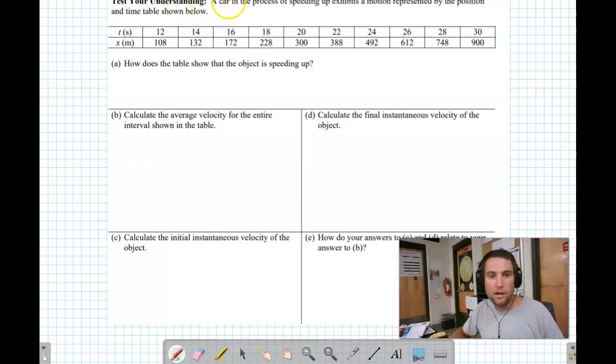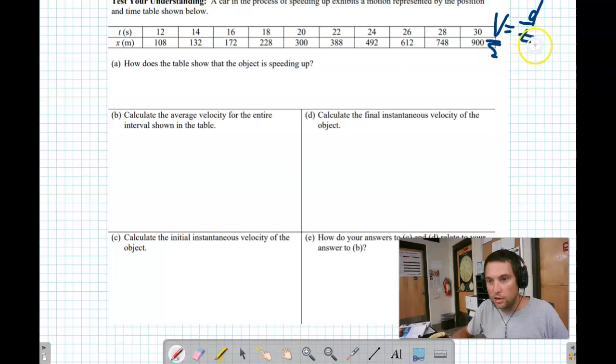Test your understanding. A car in the process of speeding exhibits a motion represented by the position and time tables shown. How does the table show that the object is speeding up? Well, an object is speeding up if your time interval is decreasing. Okay. V equals d over t. So how can we make this bigger? We can make this smaller, or we can make this bigger, because these two are directly proportional and this one is inversely proportional.